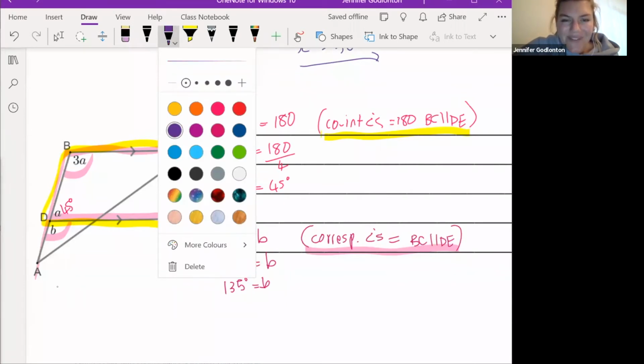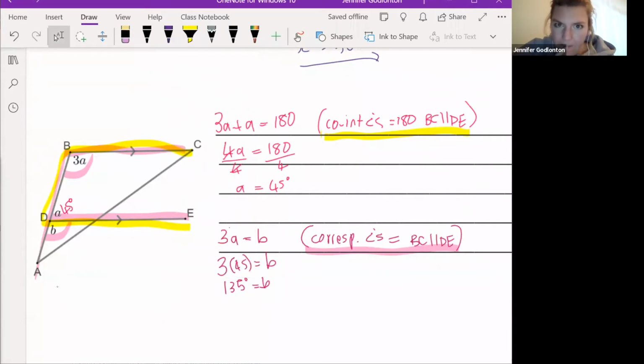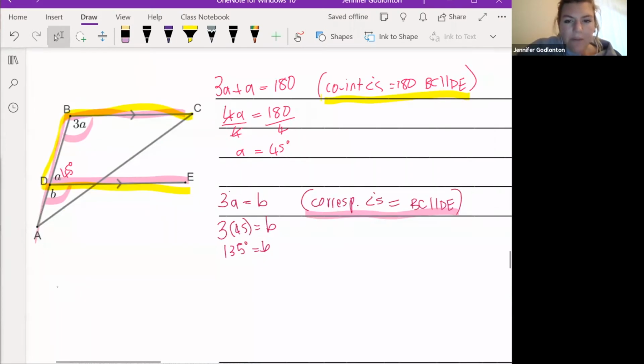I wanted to ask, could we do it in a different way? Yes, absolutely. I'm very curious. What way did you do it in? I did it in the normal way. I said 180 minus 45. And what was your reason for using that? Co-interior angles equal. I'm not sure if I'm right, but I know I'll get the same. Yes, you're on the right track, you're just using the wrong reasons.